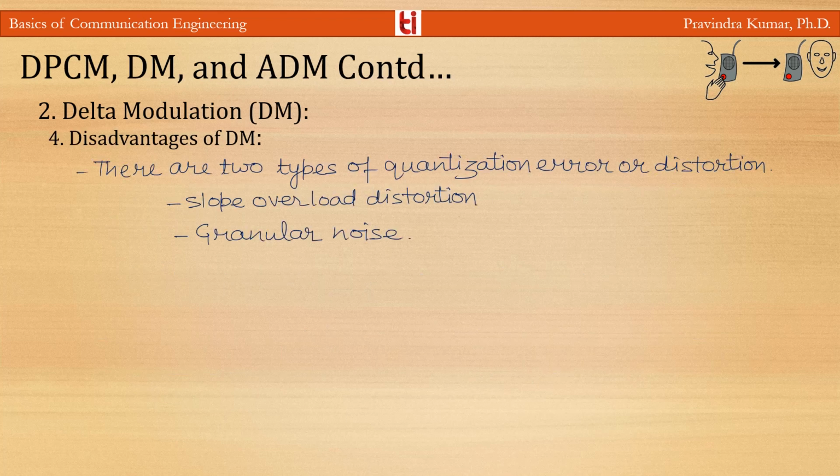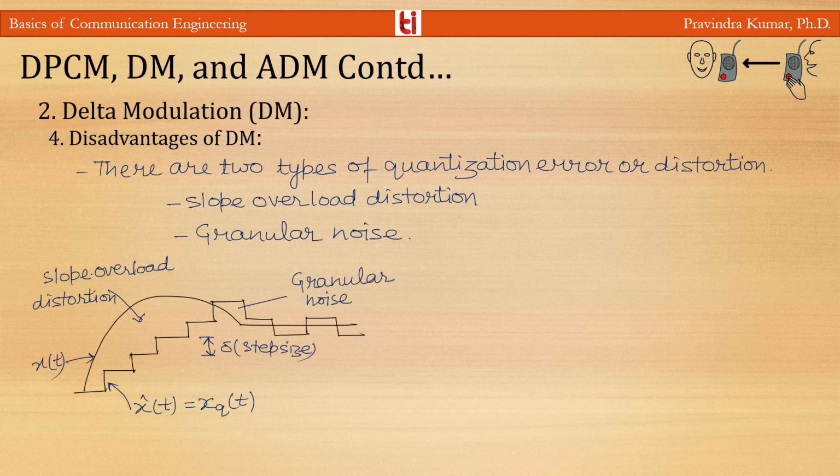And if we talk about the disadvantages, there are two types of quantization error or distortion: slope overload distortion and granular noise. And practically, the signaling rate with no slope overload error will be much higher than that of PCM.